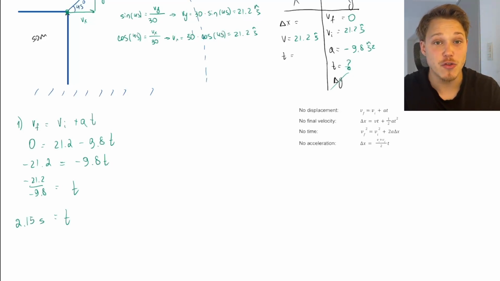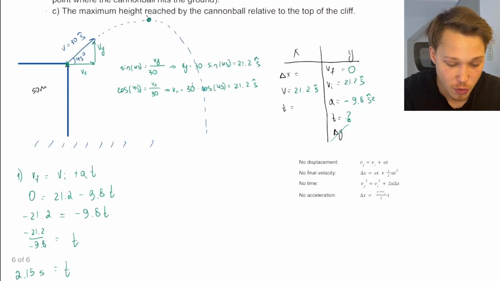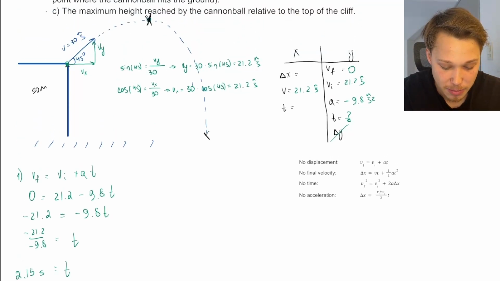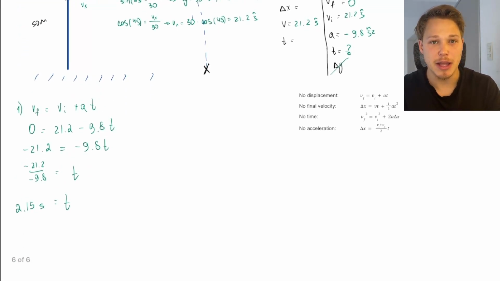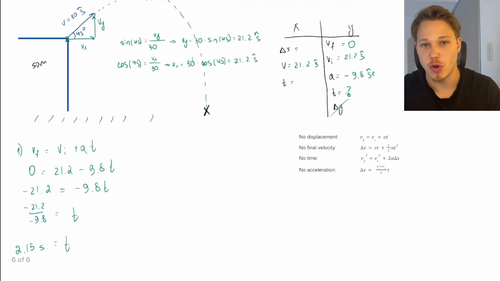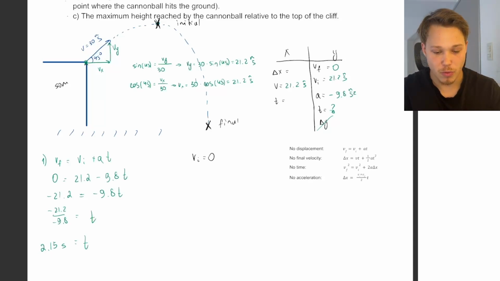Now, they did ask for the total time. So now we need to calculate the time it takes to go from the maximum height till the bottom over here. And what I need to do is set this up as the second part of the problem. So I need to set this up separately. Now, if I consider this as my initial moment and this as my final moment, my initial velocity will be 0, because again, I'm starting at the maximum height.